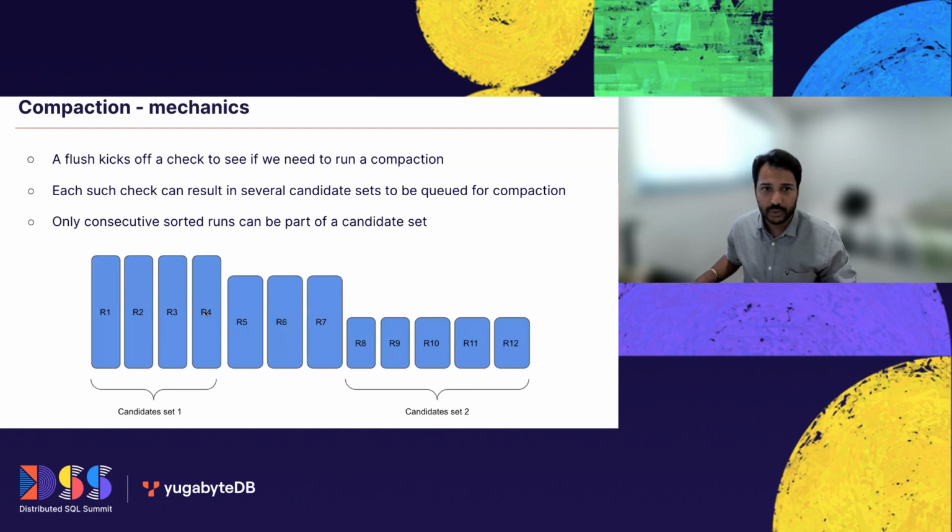Every time a flush happens, so memstore is flushed into an SST file, this is when it also kicks off the check to see whether we need a compaction. And the checks are what we just discussed. Each of those checks will figure out and find the candidate sets for compaction. Now, for multiple consecutive SST files to be a candidate set, you need at least 4 SST files of the same size. So R1, R2, R3, and R4 can be one candidate set, and these 5 files over here can be another candidate set.